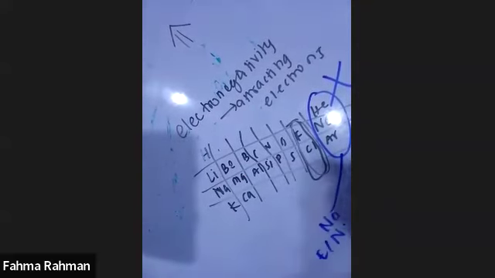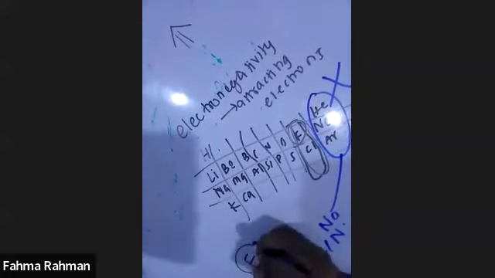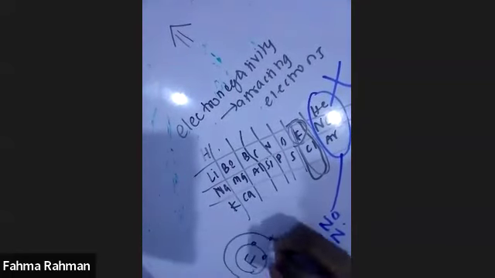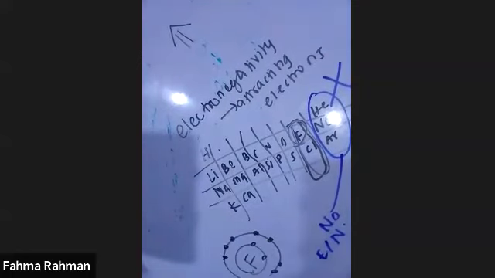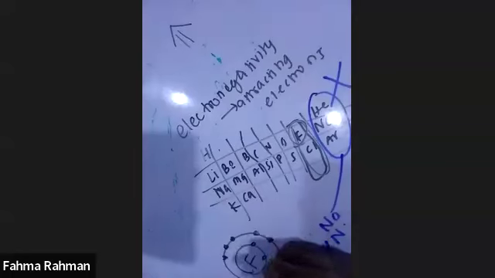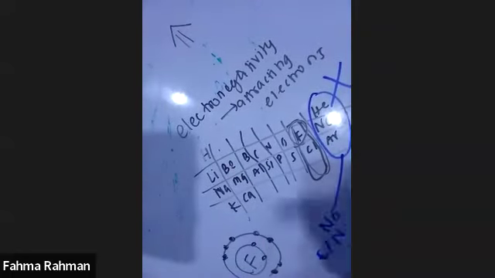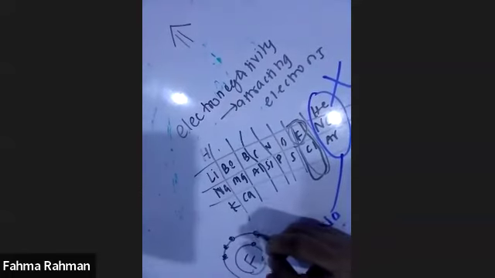Let me explain why. Now, if you count 1, 2, 3, 4, 5, 6, 7, 8, 9, fluorine is in the ninth position of the periodic table. It has 9 electrons: 2 in the first level and 7 electrons in the outer level. For the fluorine atom to be complete, in the sense of having 8 electrons in the outermost shell, it needs to attract electrons. Fluorine has 7 electrons and just needs one electron to complete. If it gets that one electron, then fluorine is a complete atom.